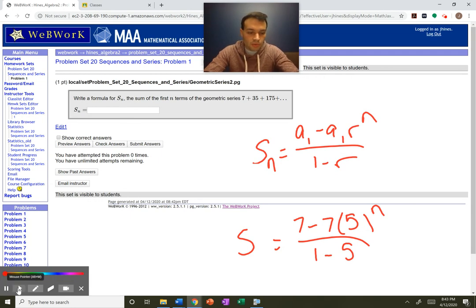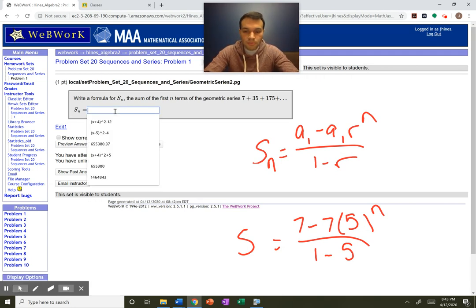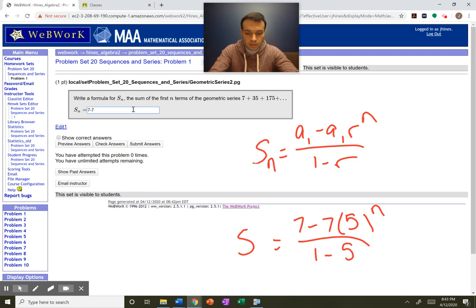So when you type in WebWork, I need to make a fraction. So I'm going to do 7 minus 7 parentheses 5. To get an exponent, you're going to use the caret button like you would on your caret button right here, right? But that's shift 6. So look on your computer, shift 6 gives you your caret to the n. But I want that whole thing, look at this here, I want the whole thing divided by 1 minus 5. So I'm going to put this in parentheses.